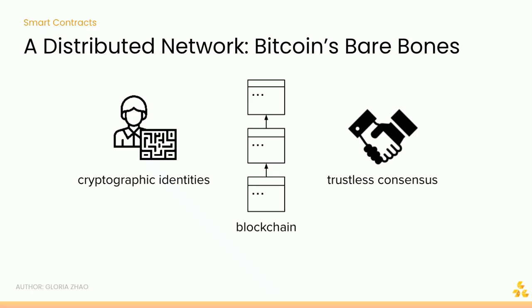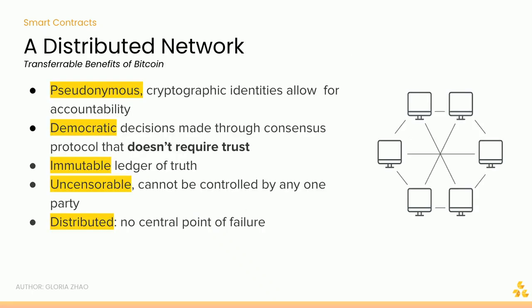The whole last lecture was about proof of work. And so this is pretty basic, but just reviewing what we've done so far and reiterating why we're even studying this to begin with. And then what are some of the transferable benefits that Bitcoin gave us that we can then use on a new network, let's say, or for a new project?